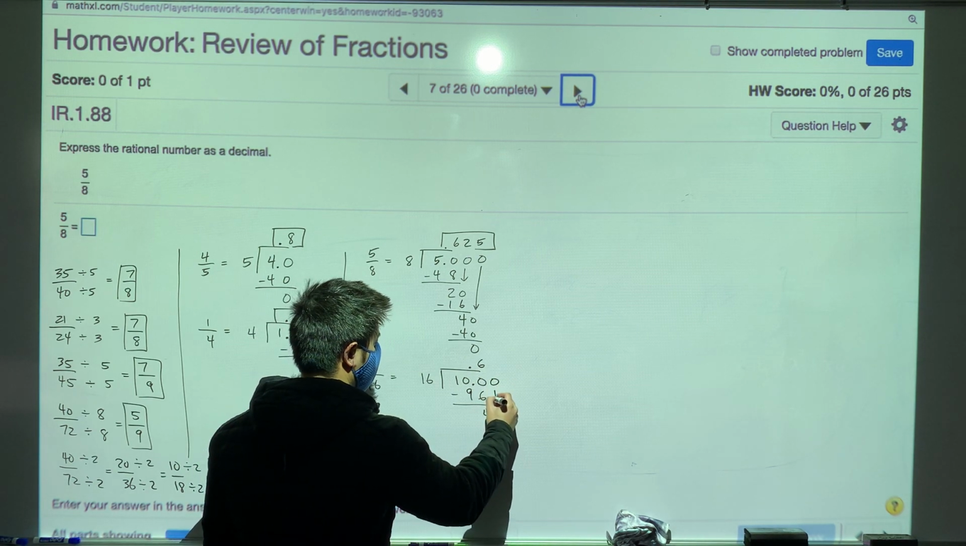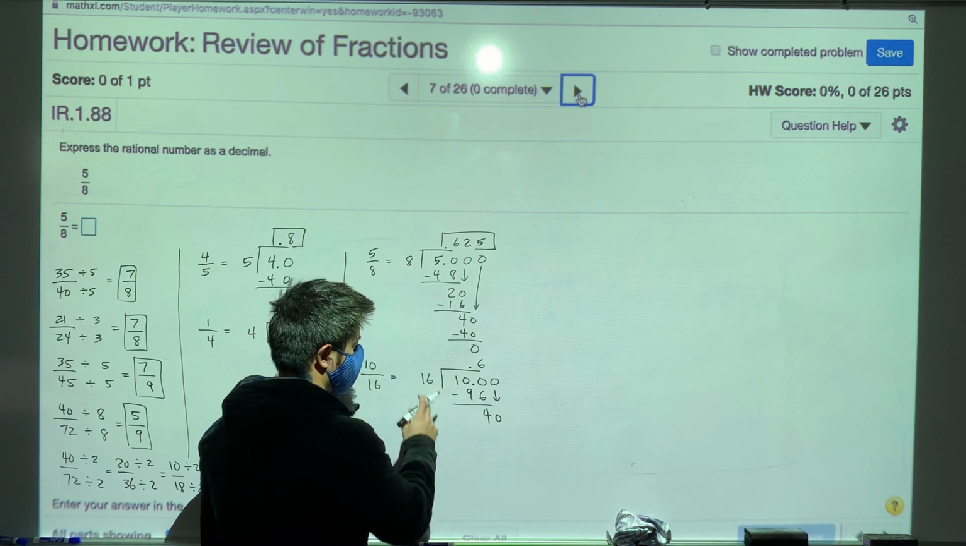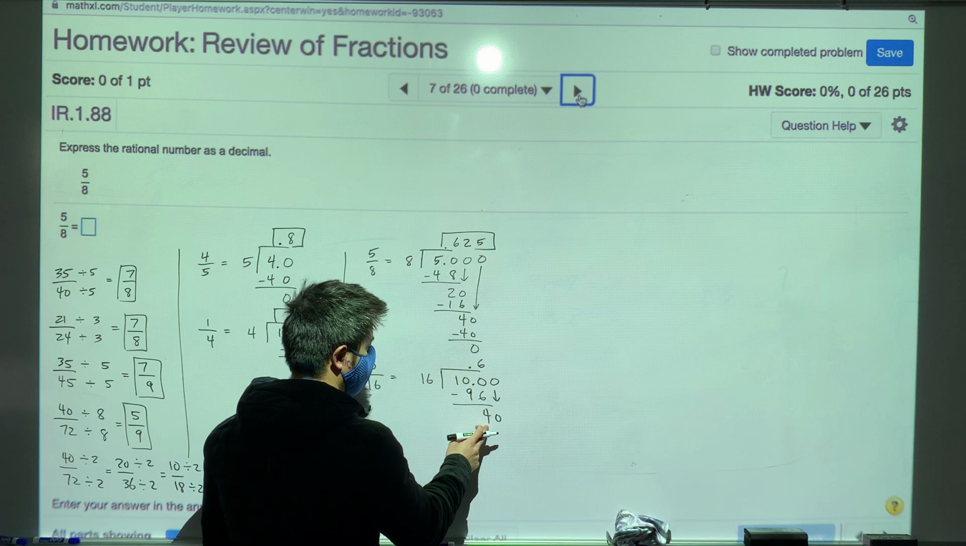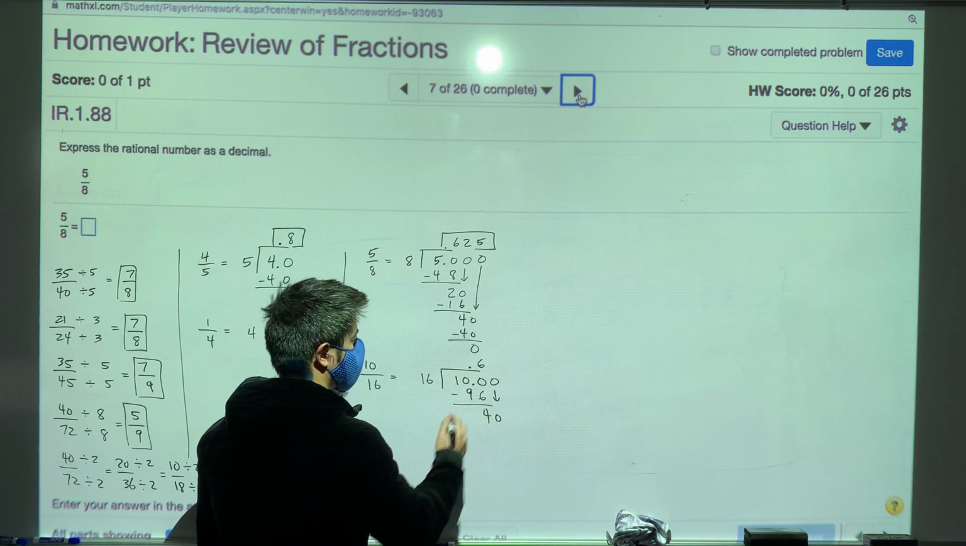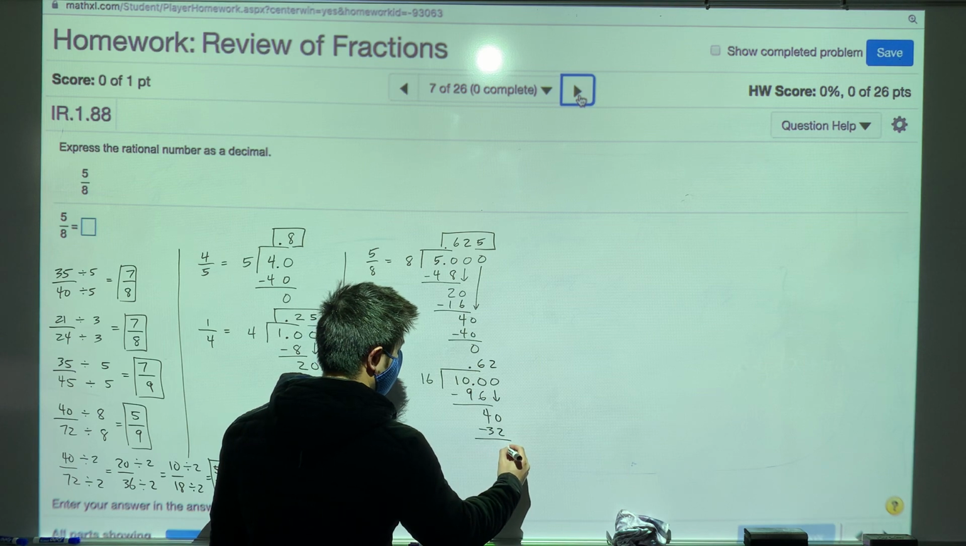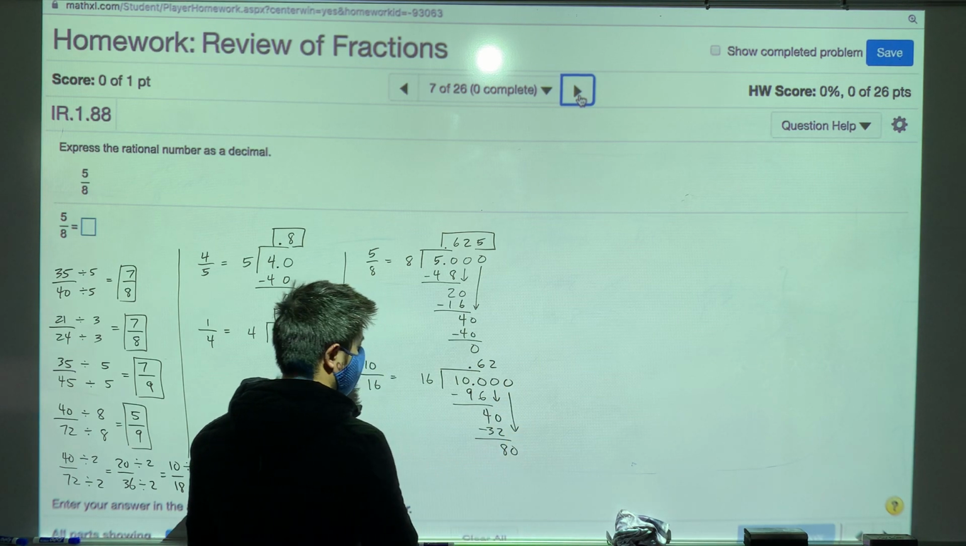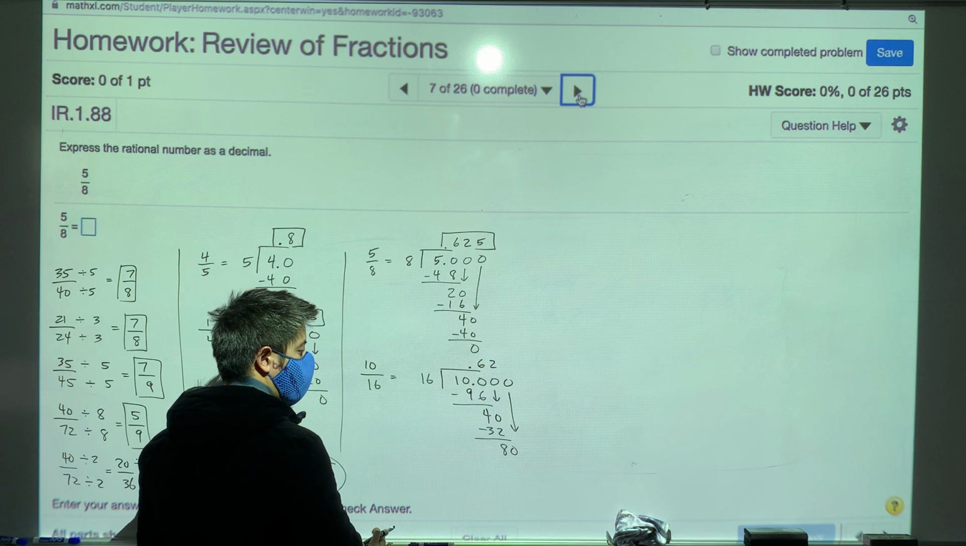But you were on the right track leading into it, which is great. So I'll just close down this problem. 16 goes into 40, unless you know it. 2 times. 2 times, good job. And leaving you with an 8, and then we're going to bring in a 0. Will 16 go into 80? Yes. How many times do you think?